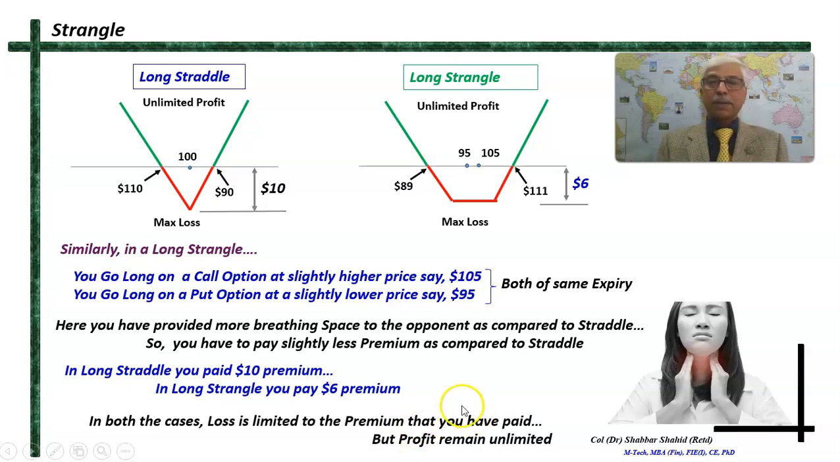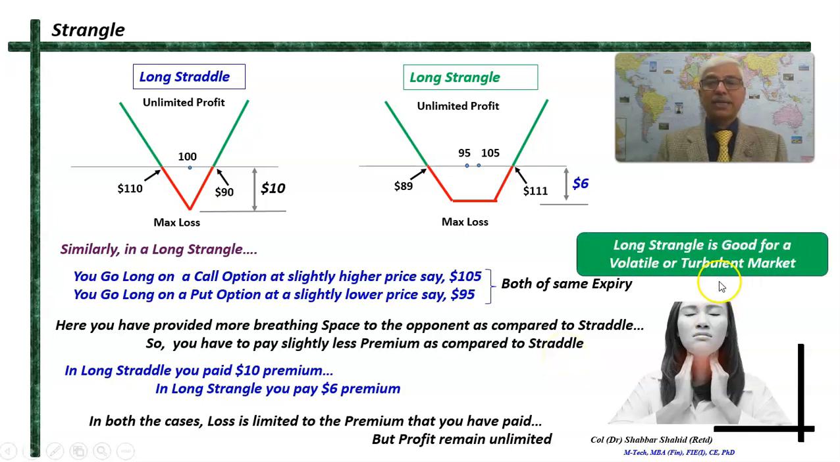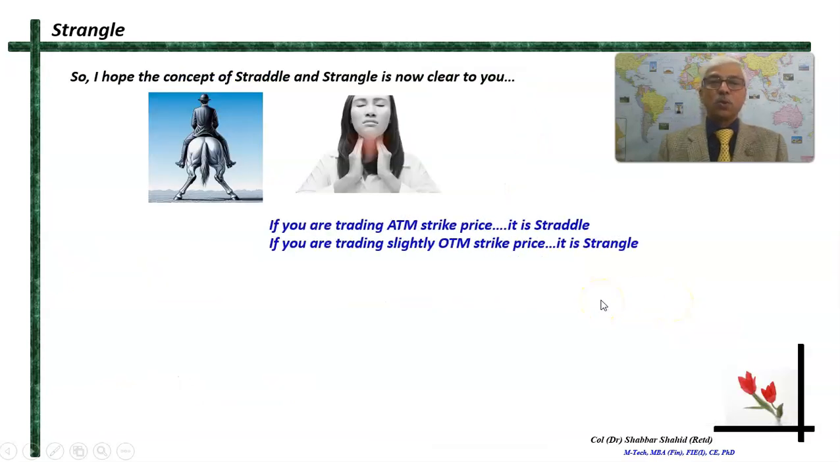But remember that in both the cases, the loss is limited to the premium that you are paying, but your profit remains unlimited here because you are going long, a long strategy, unlike the short one. Try and understand the concept. Long strangle is good for a volatile or a turbulent market. Only if the price goes left and right, then only you will gain. Got it? So I hope the concept of straddle and strangle is now very clear to you.